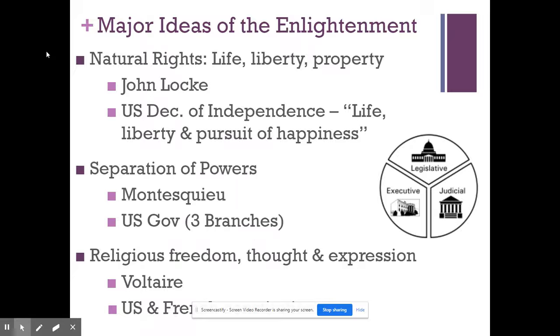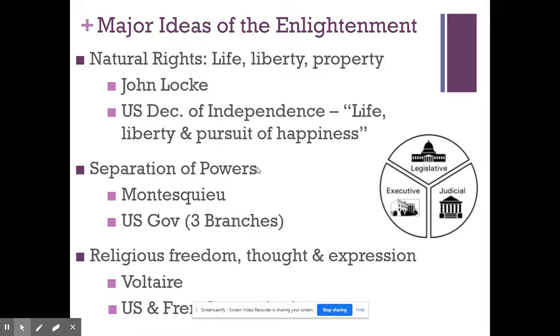So our big ideas, our big philosophers, we'll go over these more. We'll review them. But you're going to have natural rights, the idea of life, liberty, and property. And this is going to come from a guy named John Locke. And it's in the U.S. Declaration of Independence under the idea of life, liberty, and the pursuit of happiness. These are your natural rights. No one can take them away.